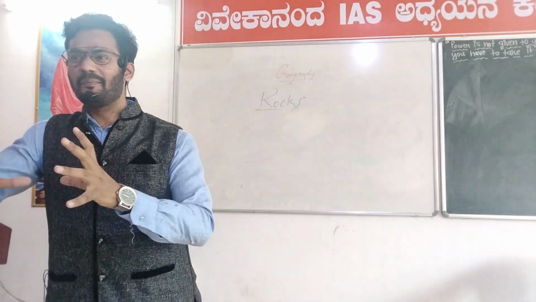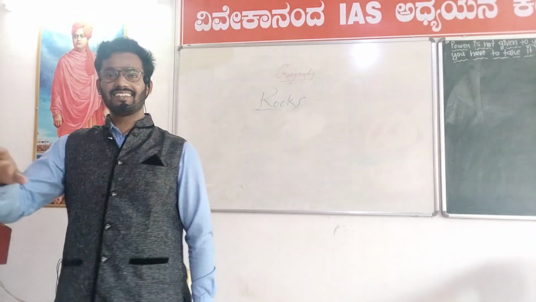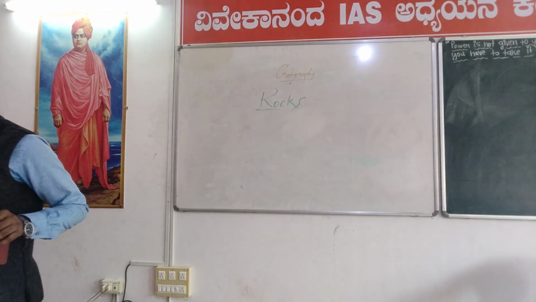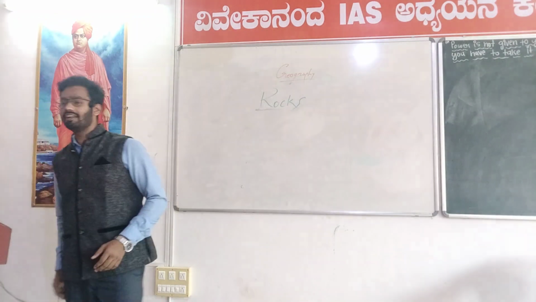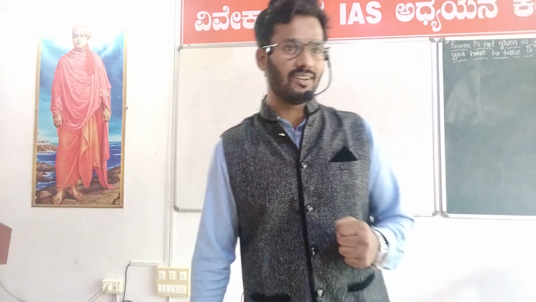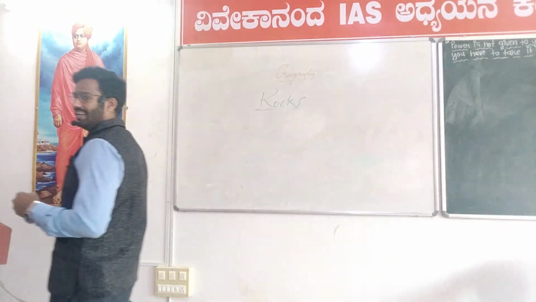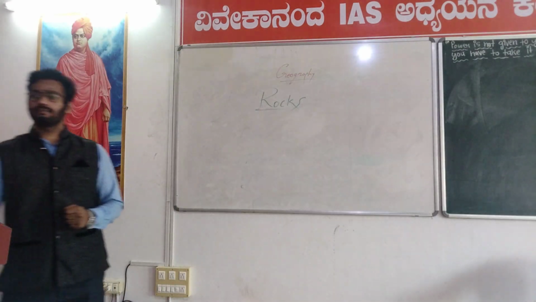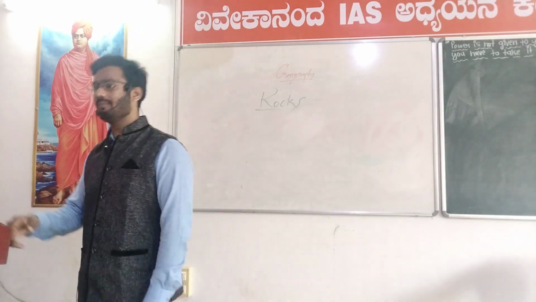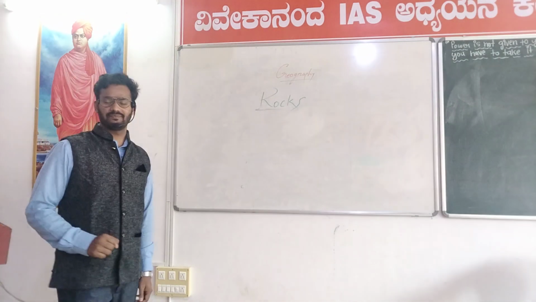It's a cluster of minerals, right? Definition of kallu: it's a cluster of minerals, a solid, highly dense, compact object. You can add angular also. Solid, highly dense, compact, angular object.